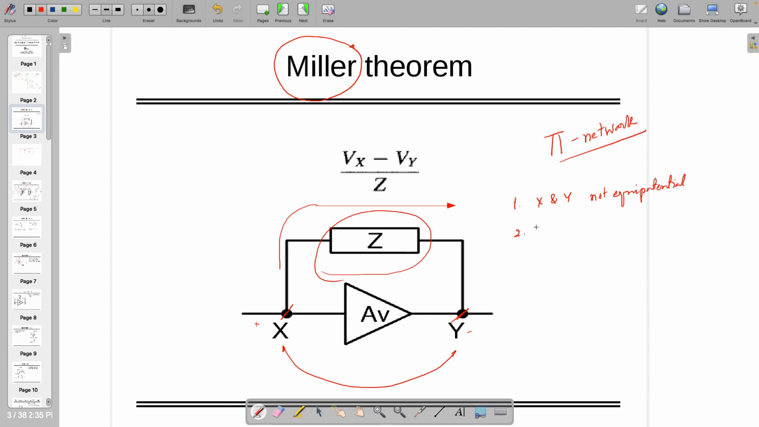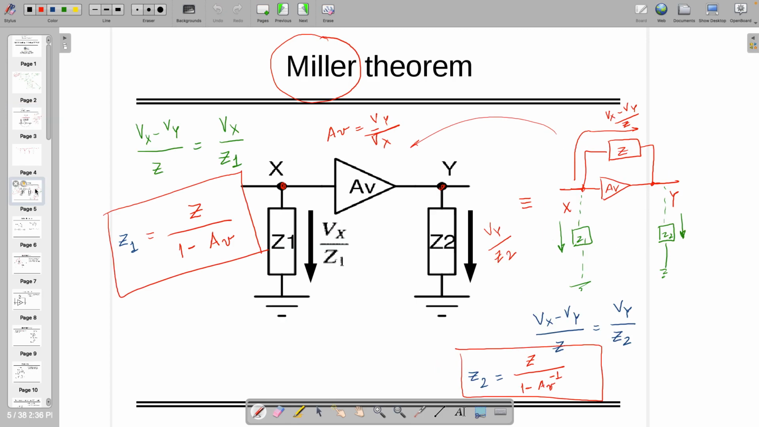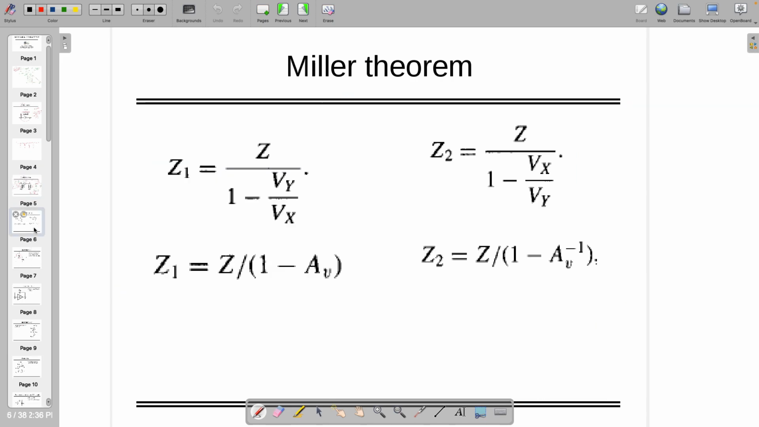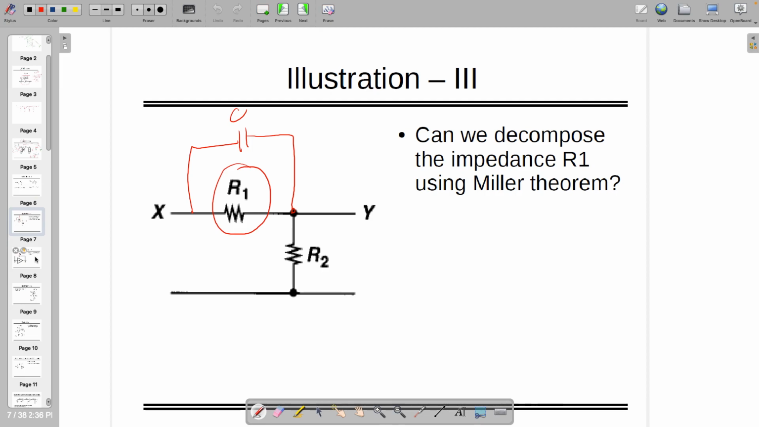Whenever there is a gain element between these two points, between x and y, there is gain. Then if something is kept between x and y, it can be decomposed in Z1 and Z2 as follows. That is what Miller says. Okay, let's go again. Now why can't you decompose a capacitor?